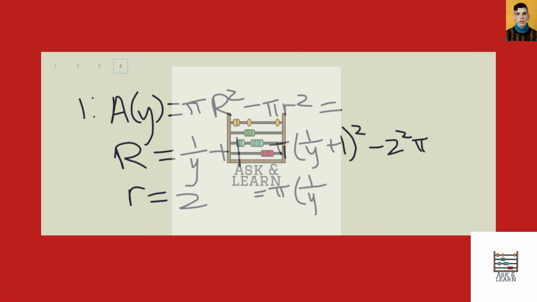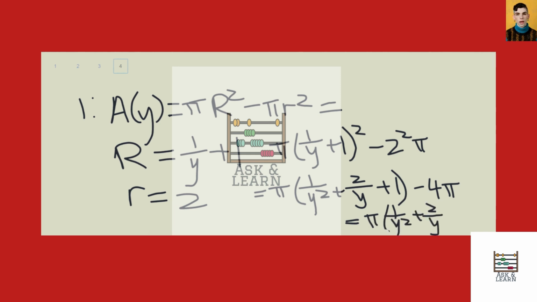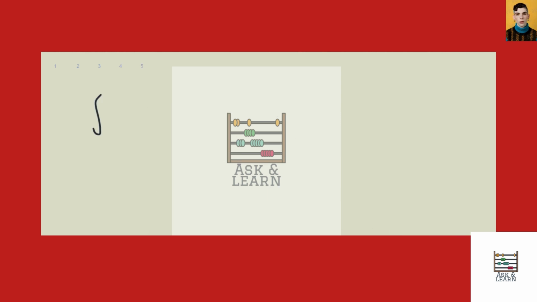Distribute 1 over y squared plus 2 over y plus 1 minus 4. Pi times, simplify this, that is pi times 1 over y squared plus 2 over y minus 3. And so that is the cross-sectional area for region 1. Now we can do our integrals. Let's start off with region 2 again.